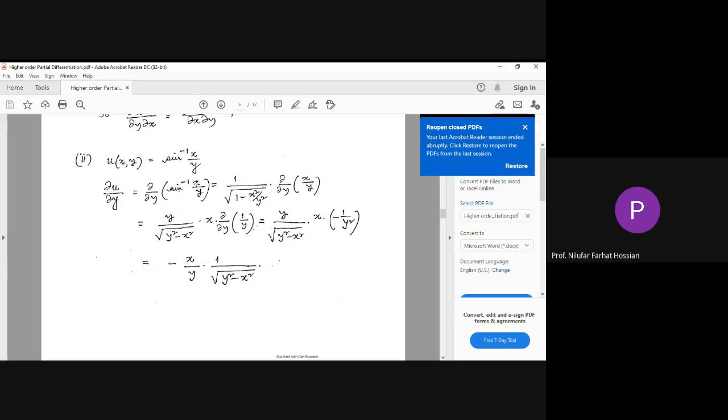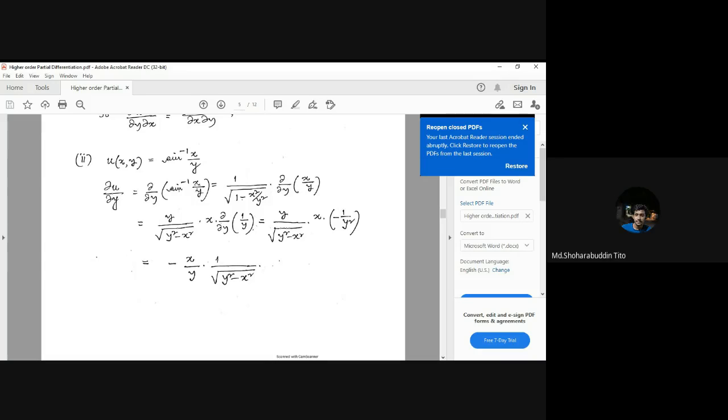So you know what is the derivative of sine inverse x with respect to x? Please tell me. It is 1 over square root of 1 minus x square. Right, very good. So here you have to consider this x over y as what? As x or y? It is a differentiation with respect to y.